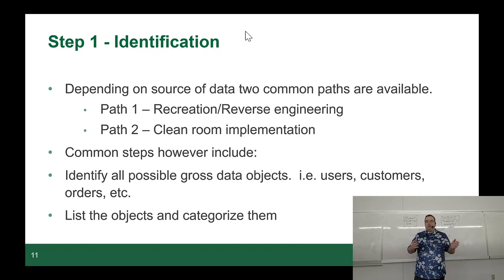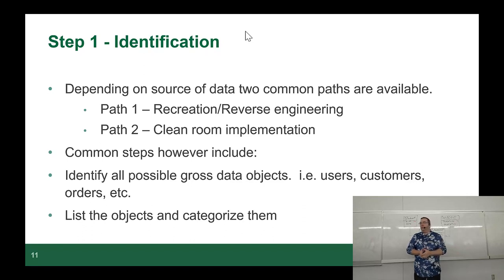Depending on the source of data, there are two common paths. There are a few other ways that this happens, but the two most common paths are recreation, also known as reverse engineering. So you've been given a big pile of data and you've been told to make it work. You have data, you have structures, you might have forms, paperwork, all kinds of pieces of documentation, and your job is to take that and turn it into something useful. Or you've got two or three older databases that need to be brought together because over the years, things grow hairy and you need to fix them. So that's path one. Path one tends to be the most straightforward of the two because you already know what you're working with. You're just cleaning up.